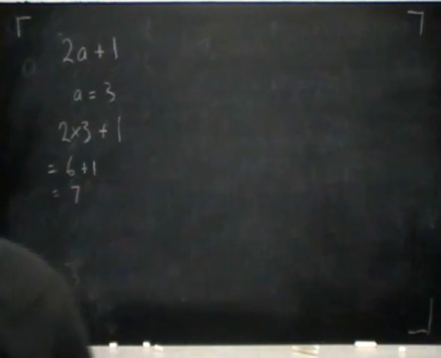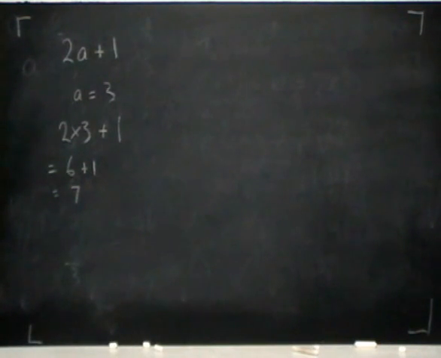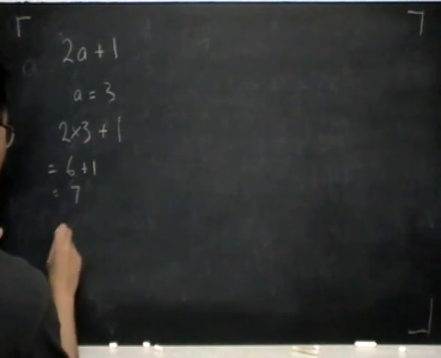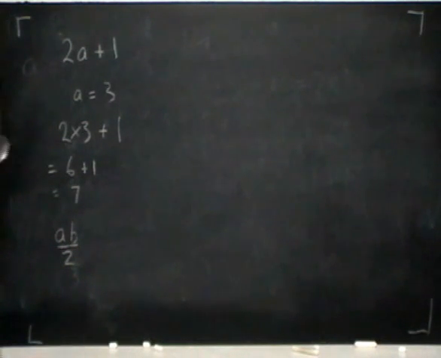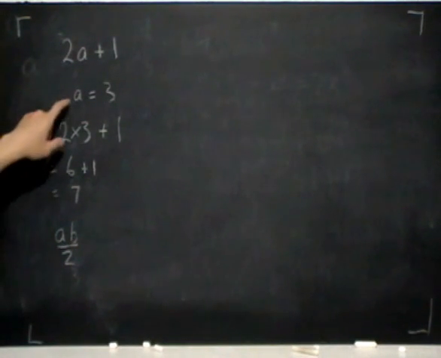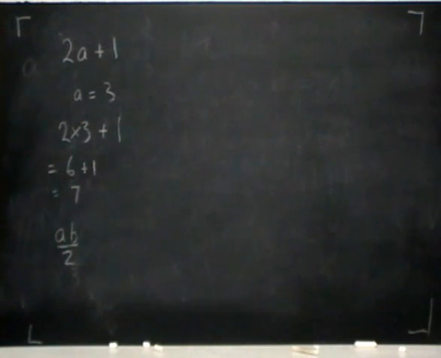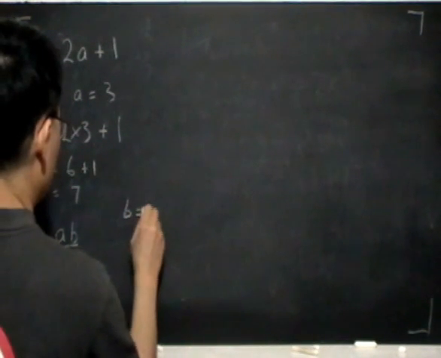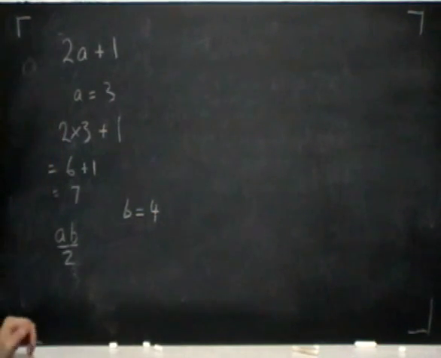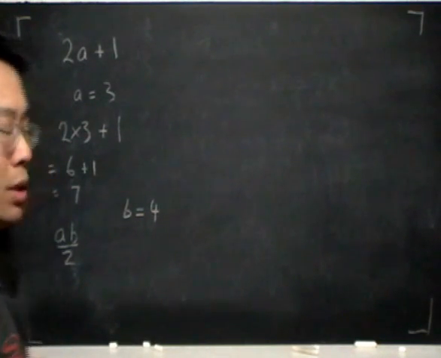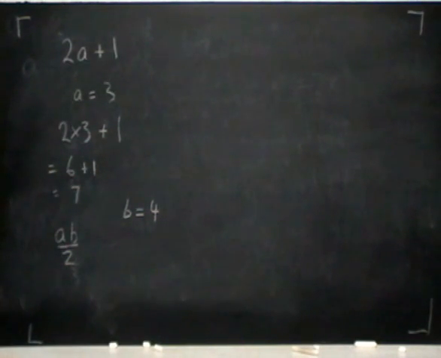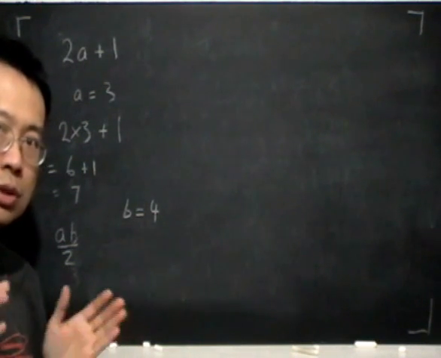Let's look at another example. Suppose we have another symbol here, a b over 2. Suppose we have this expression, and suppose that a is still equal to 3 and that b, let's say b here, is equal to 4. Now we can calculate a b over 2 if we know what a and b are. And again, the method is called substitution.